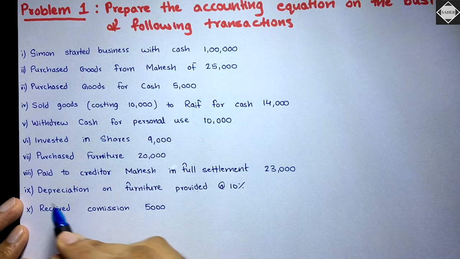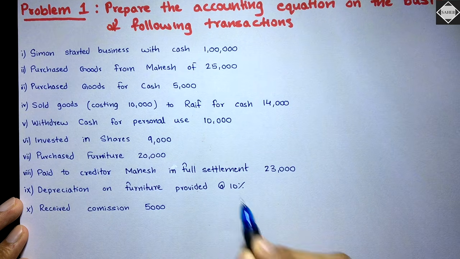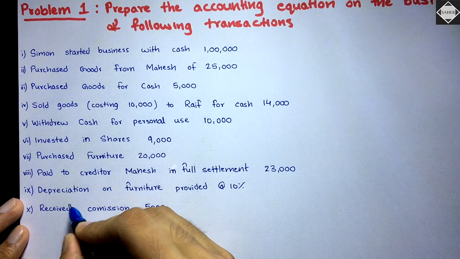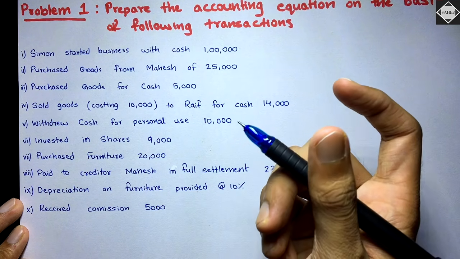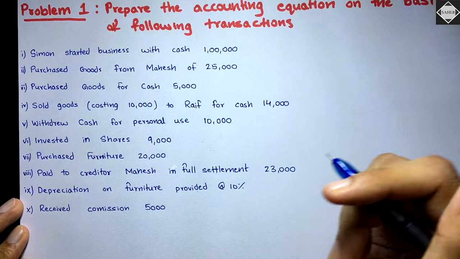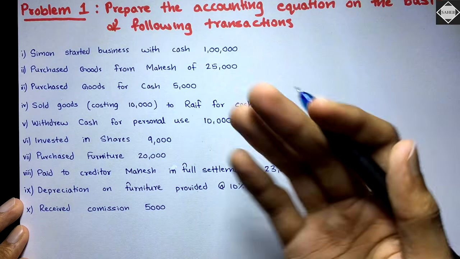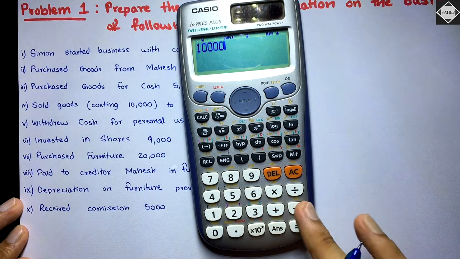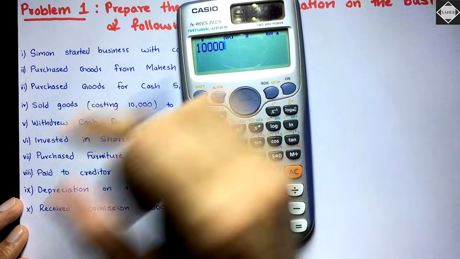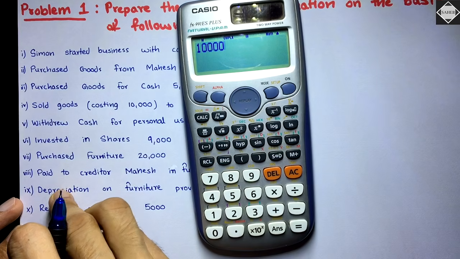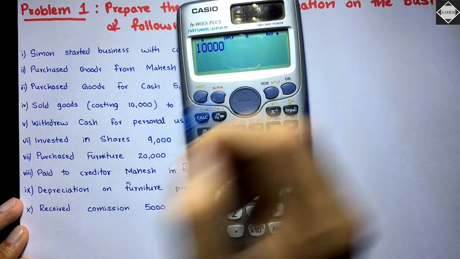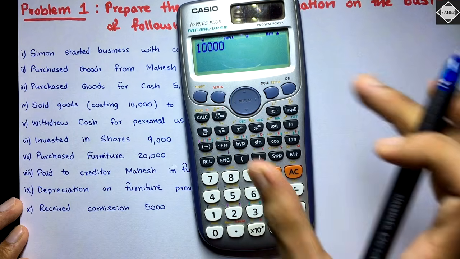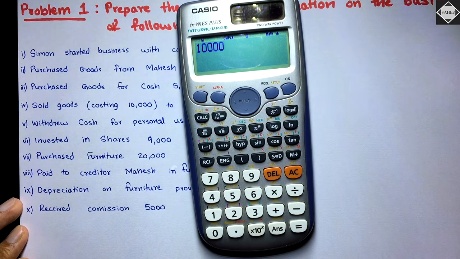See here, depreciation on furniture provided at 10%. Now what's depreciation? See, depreciation is very simple. It's nothing but a non-cash expense that we make every year on the capital assets. See, what happens is whenever you purchase any asset, right? Let's say you have purchased an asset of 10,000, okay? So you don't take this to profit and loss, okay? You do not expense this asset immediately. No, what you do is, because there is a future benefit of this and it will be used for a long period of time, you take this to the balance sheet, okay?